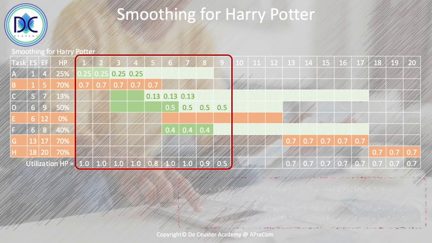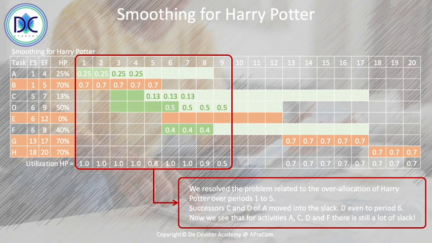So what happens here, we resolve the problem, and we have no more issue over the periods 1 to 5. The successors C and D are moved into the slack. D is even moved to period 6, so we have, let's say, the different allocations here, and we find that all the problems that we have here have been resolved.